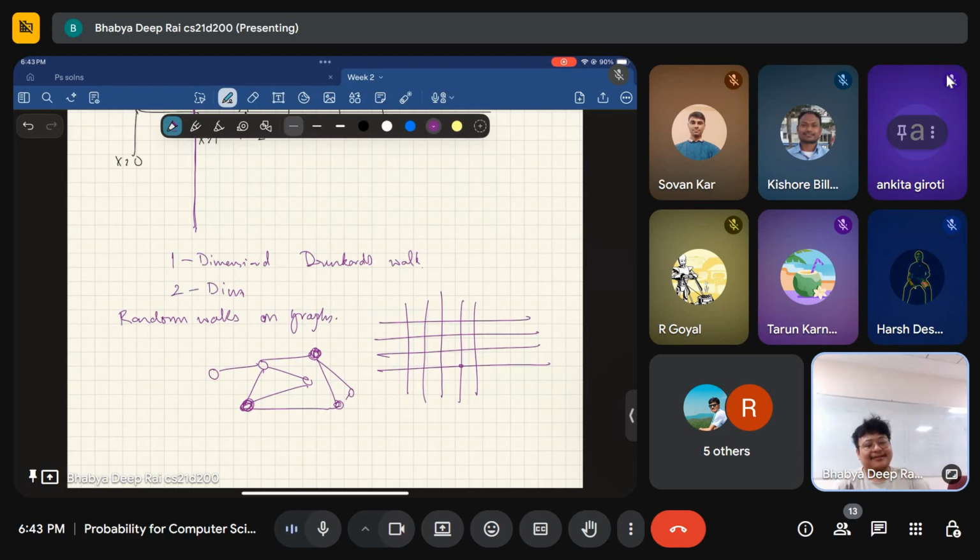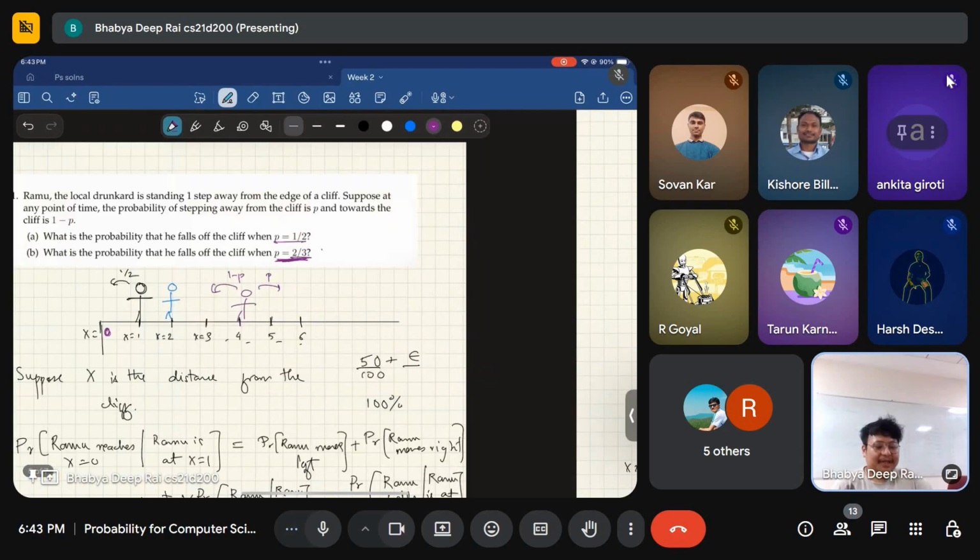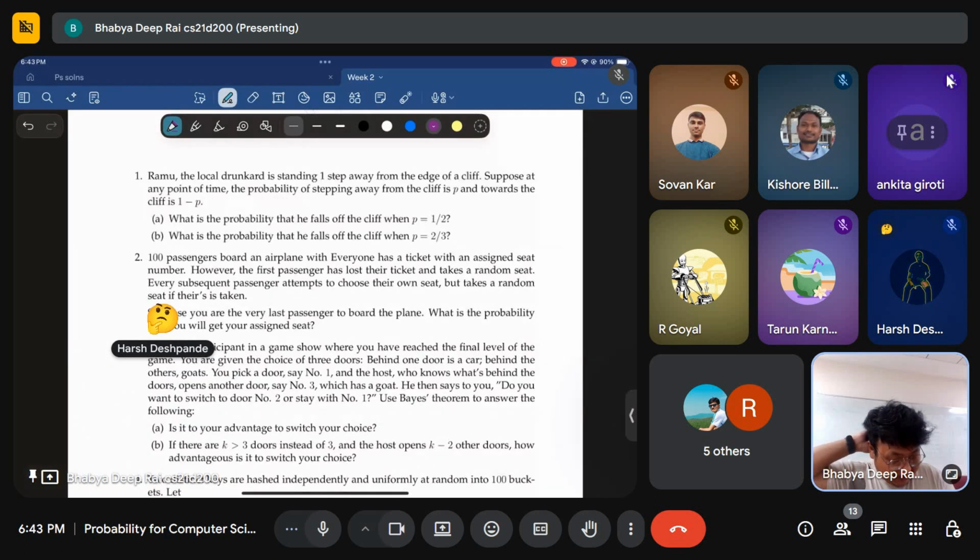So this is a very nice observation. In case you are interested, you can look into random walks and stationary distributions.